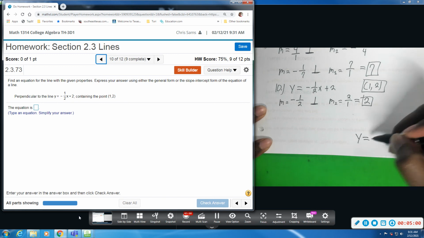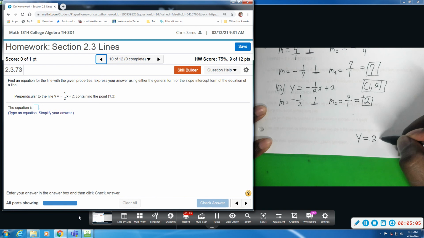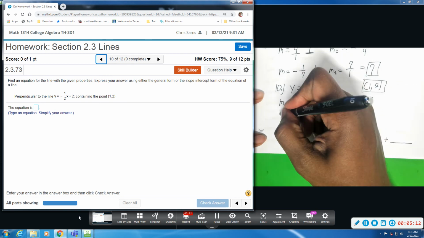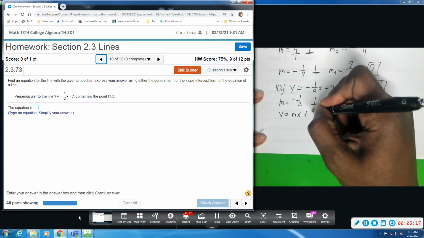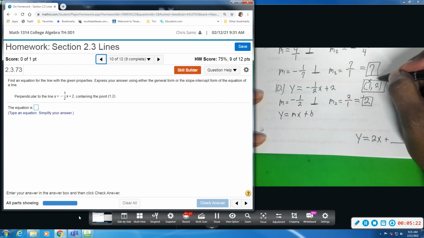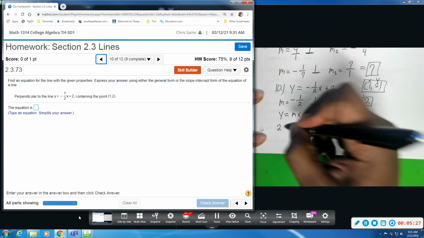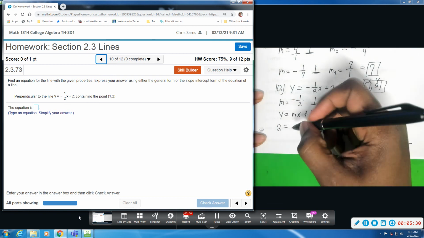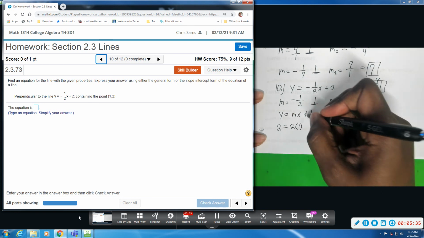So y equals mx plus b. M is 2, so 2x plus b. I just need to figure out the b value. Okay. So remember, y equals mx plus b. I'm going to plug in every value. So this is x, this is y. So 2 equals the slope, 2, times the x value of 1 plus b.